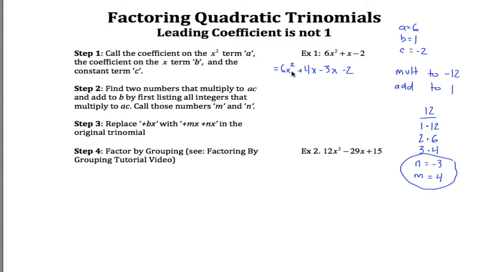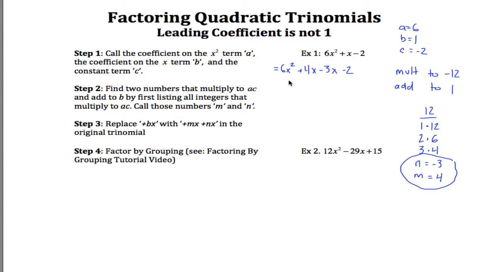This would have looked a little bit different. It would have said 6x squared minus 3x plus 4x minus 2, but it'll turn out you'll get the exact same answer. So what we're now done with is step 3. What we now have are 4 terms, and when you have 4 terms, you can use this factoring by grouping method. So again, if you don't know anything about factoring by grouping, watch that video, or watch me do it now.